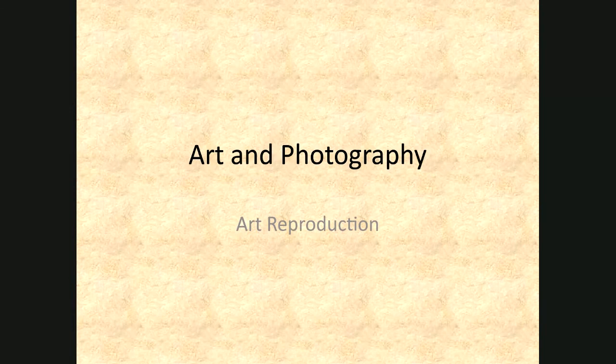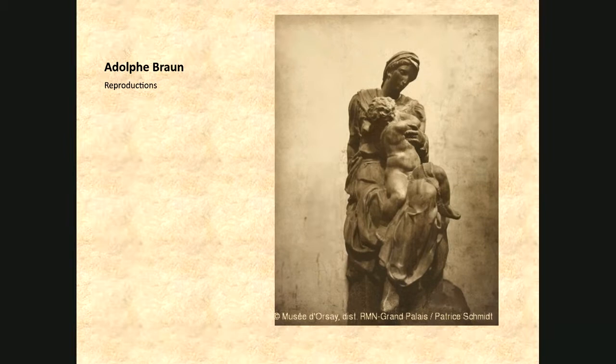But before photography, there was no way of seeing works of art unless you went directly to the source or found an engraved reproduction. So photographers started to document works of art in museums in an effort to not only catalog them, but also in the interest of educating the public and for record keeping. So we have this guy named Adolph Braun, and he was one of the very first photographers to catalog artworks for the Louvre in Paris.